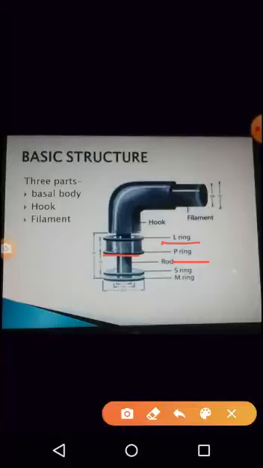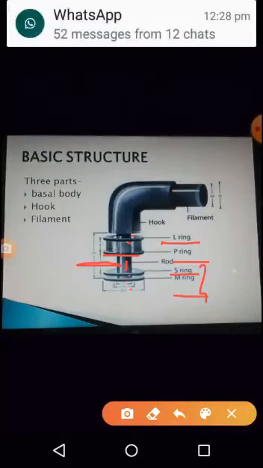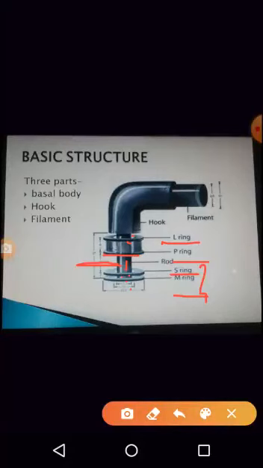Now we have seen that the cell membrane and the cell wall are separated by a periplasmic space. In the periplasmic space there is a rod. Okay, now coming to the inner rings, there are two rings called the S and the M rings. Both these rings are embedded inside the cell membrane, in all the flagellated bacteria.